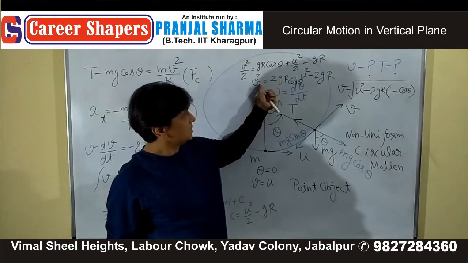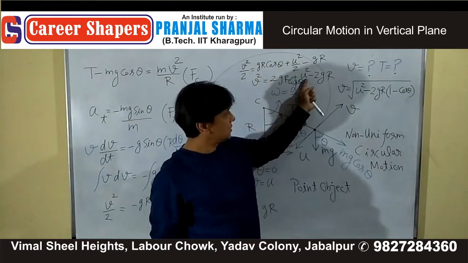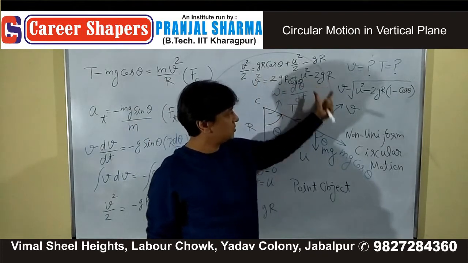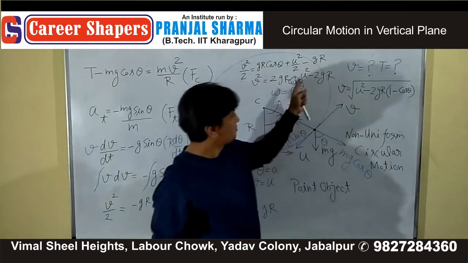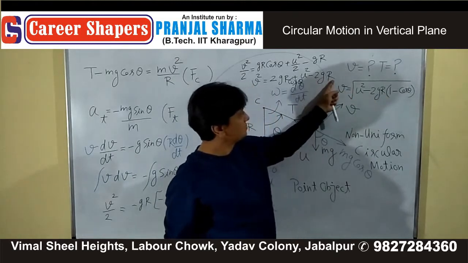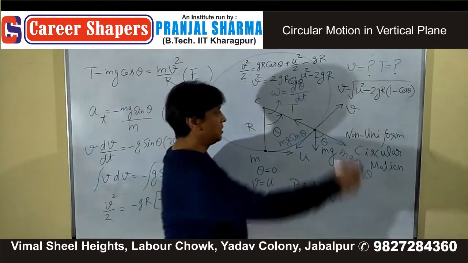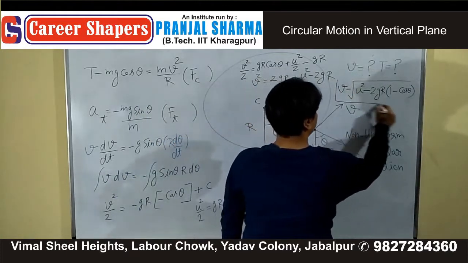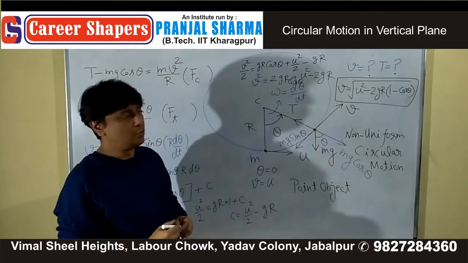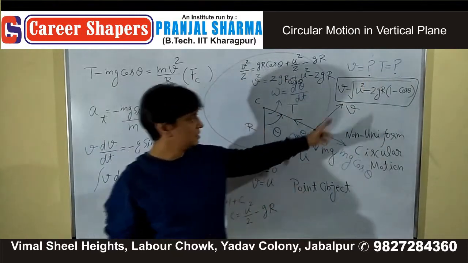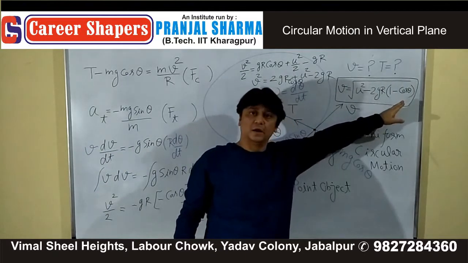V square, take the root, it becomes what? U square, take minus 2gr common, it becomes minus 2gr into 1 minus cos theta. This is an important result for vertical circular motion. We have obtained velocity in terms of theta.